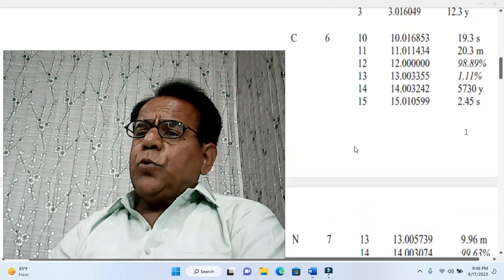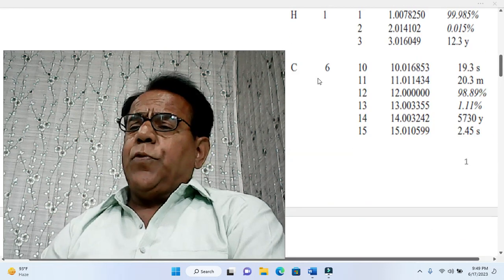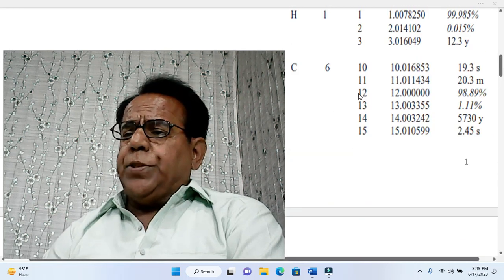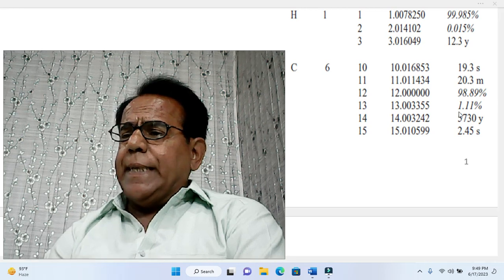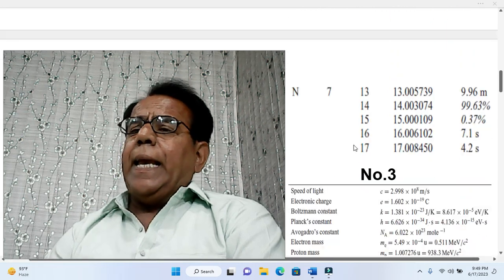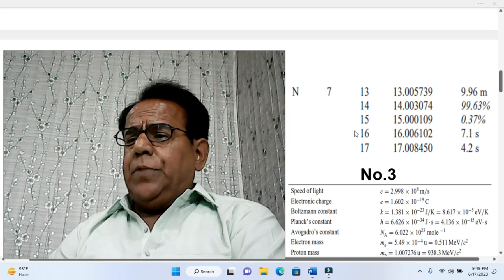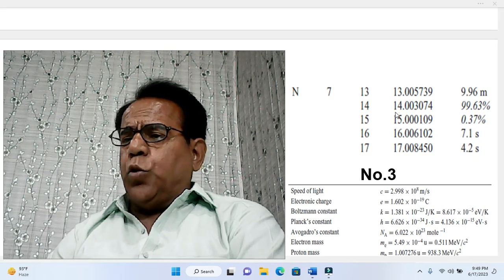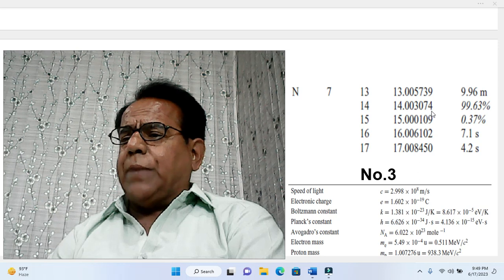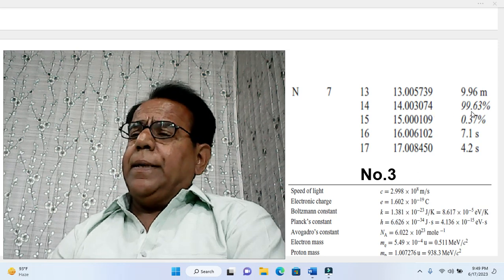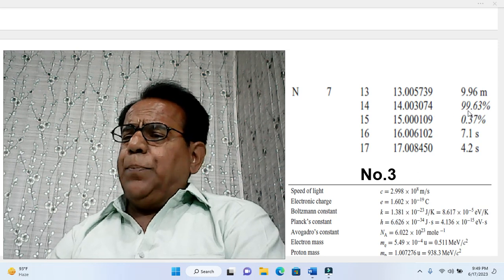Okay, so in case of carbon we will choose this value 12, 98.89, and in case of nitrogen we will adopt this value 14.003074, having abundance 99.63%.